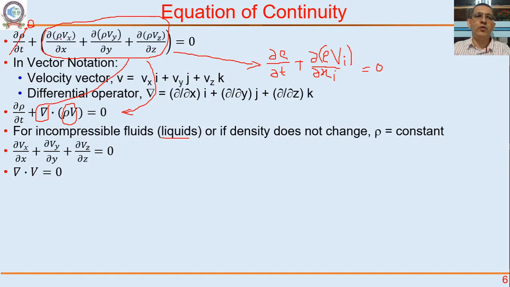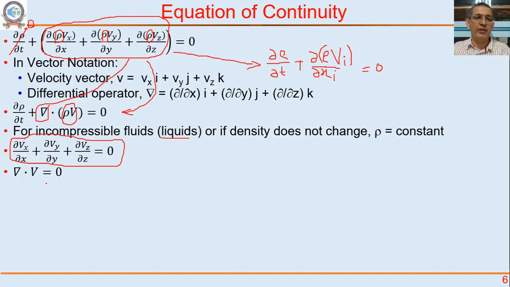and this rho, because it is incompressible, because it is not changing with the direction, I can take this out of the differential, I can take this rho out of the differential, and if I do that, divide throughout by rho, I will get this equation. So this is an equation of mass balance, which is called the equation of continuity.